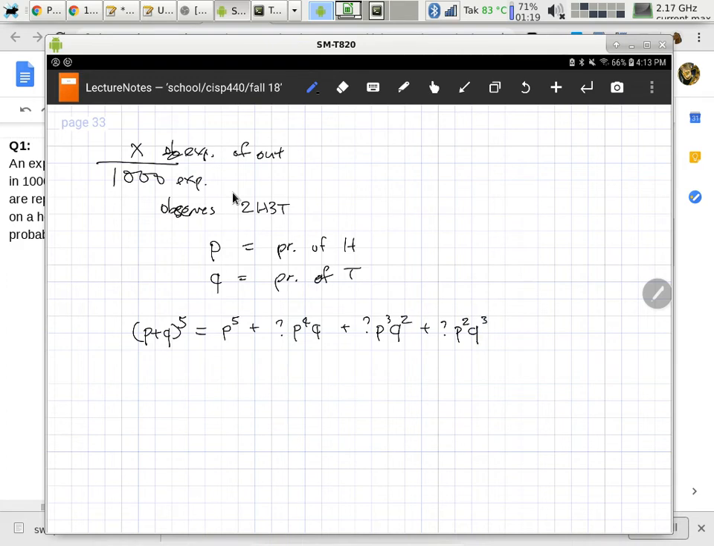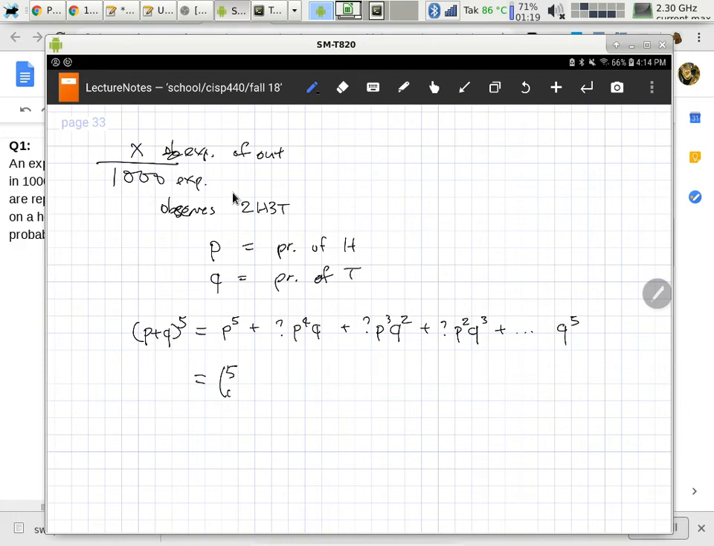Oops, forgot about that. And so on until we get to Q to the power of 5. In other words, we can expand P plus Q times P plus Q, 5 times, and just rewrite everything here. But we have to figure out the coefficients. Those coefficients are easy to figure out because that's exactly what the binomial theorem is about. So we know what these things are.